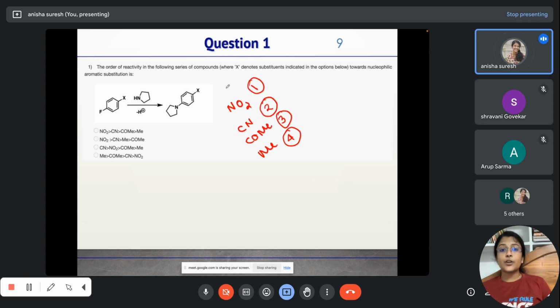So when we are considering the order of reactivity, if X is nitro, the order of reactivity will be highest. Then if X is cyano, it comes next. If X is COMe, it will be the next. And if Me, it will be the least. So the order will be NO2 greater than CN, greater than COMe, greater than Me. Is this clear? So the correct answer will be NO2 greater than CN, greater than COMe, greater than Me. Any doubt?